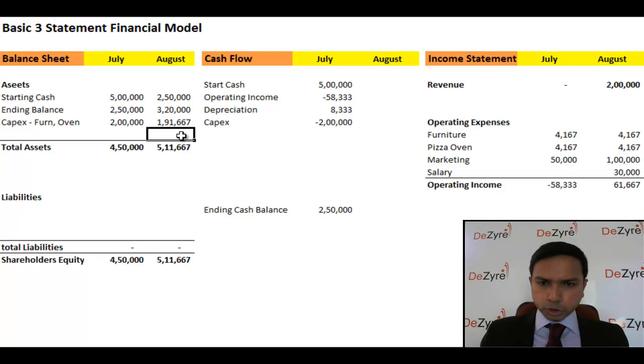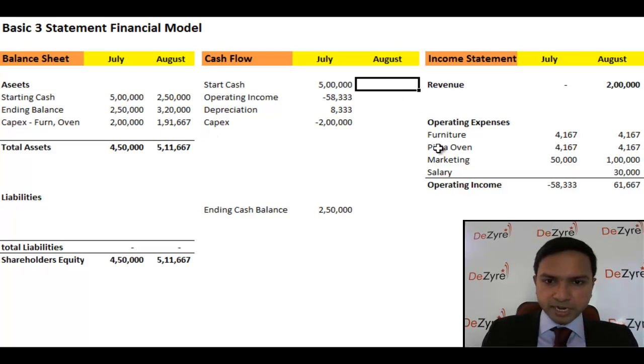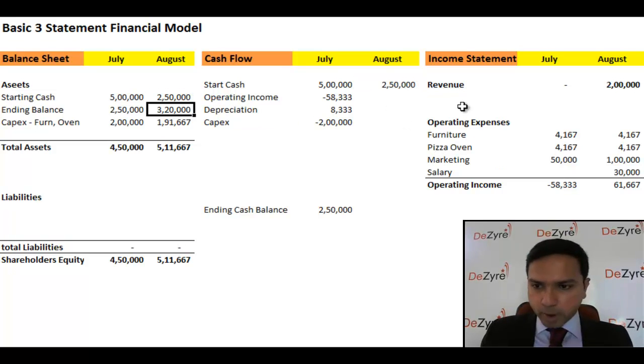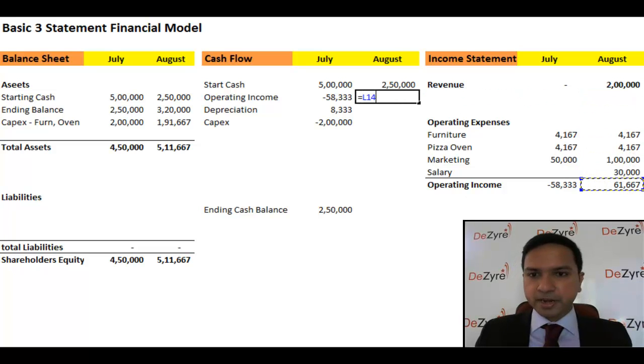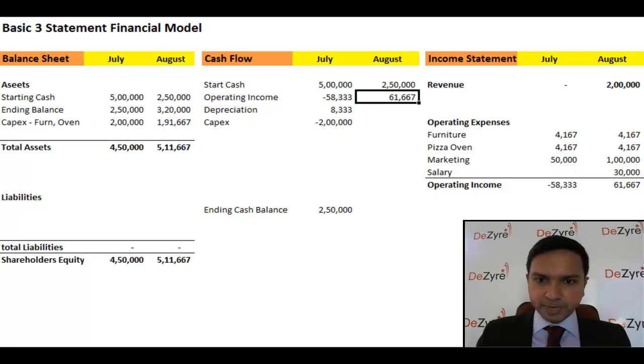Yeah. So let's go here and do the same thing. We try to reconcile the difference. What is the starting cash balance in August? It is 2.5 lakhs. So we are again going to see how this 2.5 lakhs became 3,20,000. The first thing we do is add your operating income, that is, cash coming in from your revenue net of your expenses.